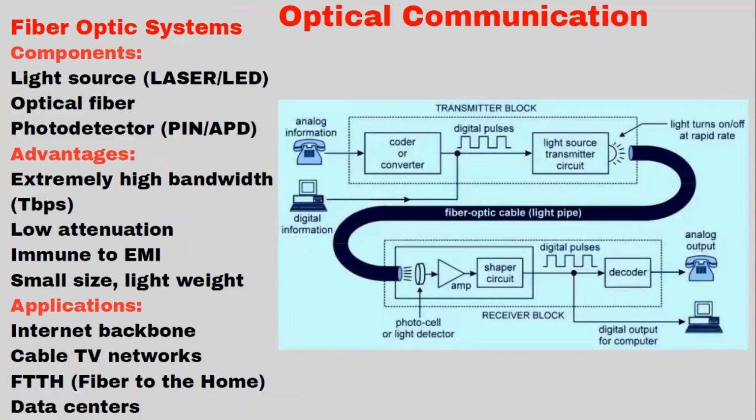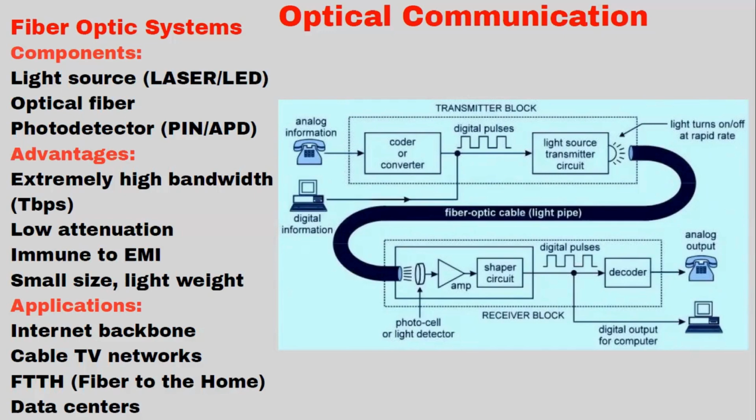One more important topic we'll discuss is optical communication, the fiber optic system. What are the main components of a fiber optic system? The light source. Optics is light, fiber is the material. What light source? Laser or LED. Through optical fiber, we send the signal mixed with laser or LED light. Then the photo detector, that is PIN or APD.